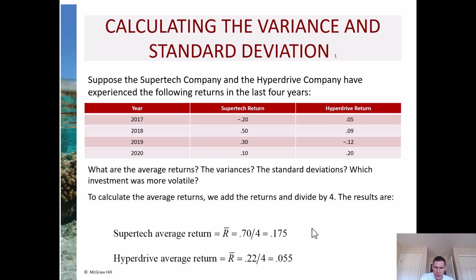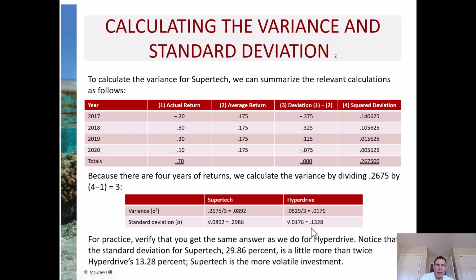To calculate the average returns, we add the returns and divide by 4. The results are, for Supertech, about 0.175, and for Hyperdrive, about 0.055. So obviously Supertech is much better performing in that sense. Now to calculate the variance for Supertech, we can summarize the relevant calculations as follows. You can see where I went ahead and did the deviations over here, again just column 1 minus column 2. And then we have the squared deviation in column 4.